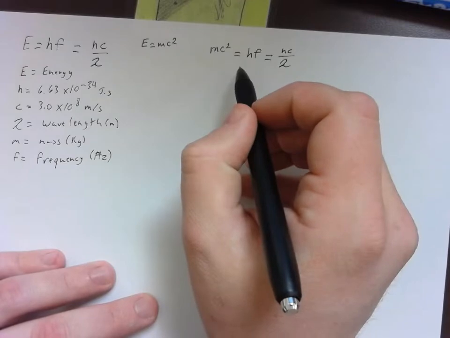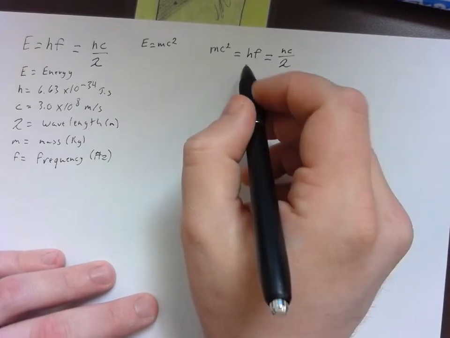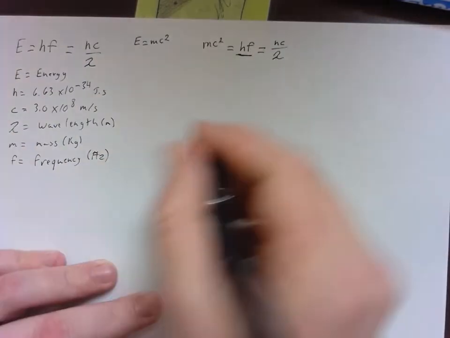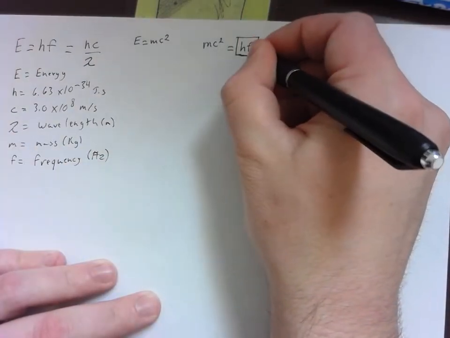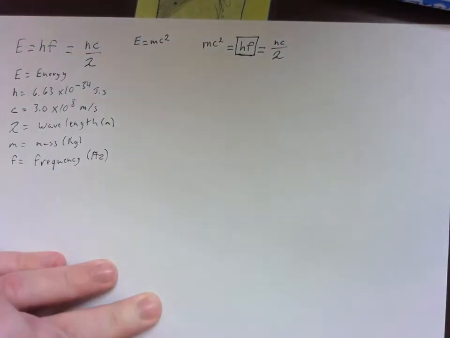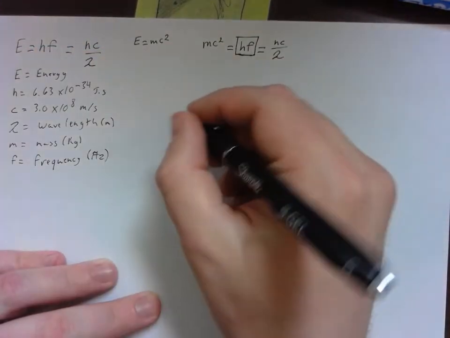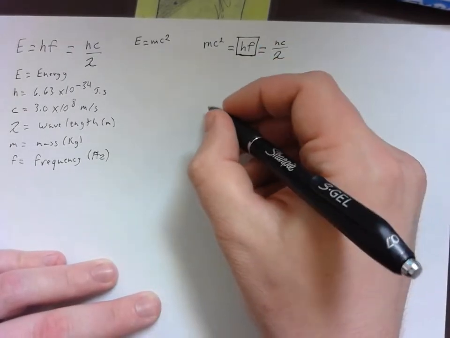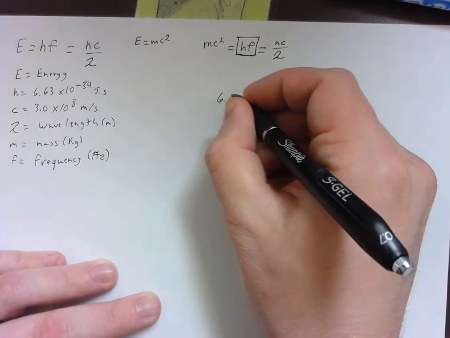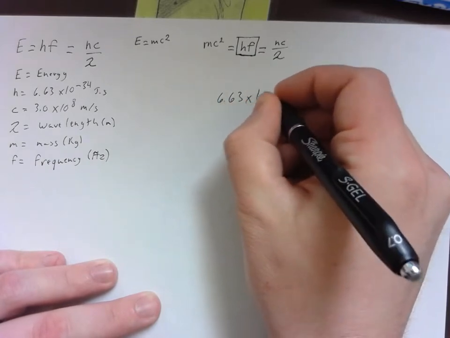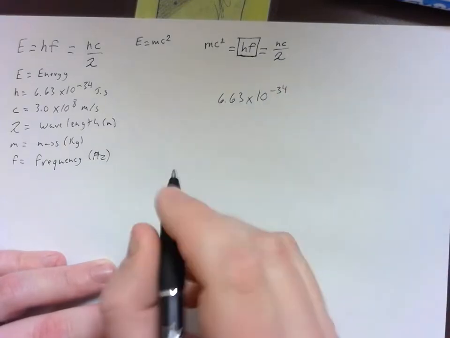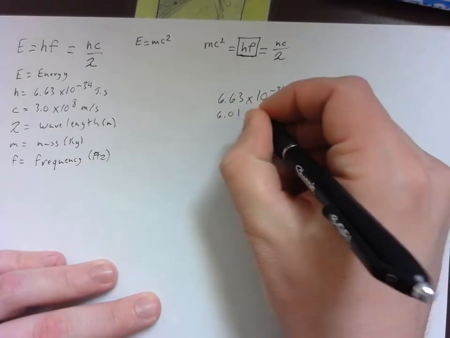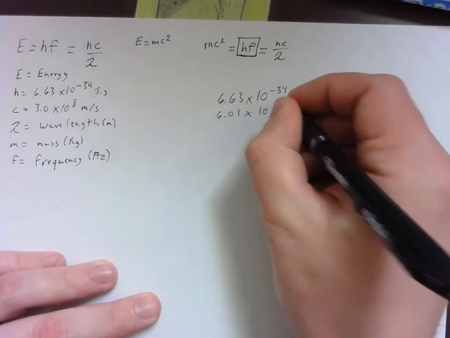So what we have to do first is find the energy. Since we're given the frequency, we're going to use this formula instead of the other one. This is our formula to find the energy of your wave to start with. So I'm multiplying my constant, which is 6.63 times 10 to the negative 34th, by my frequency, which on your paper is 6.01 times 10 to the 14th.